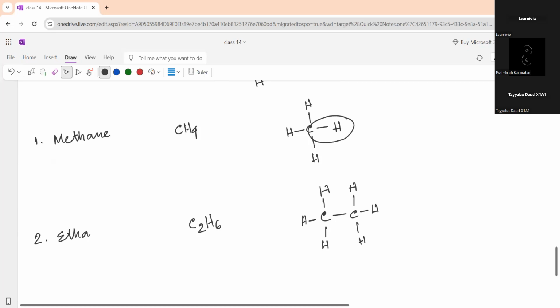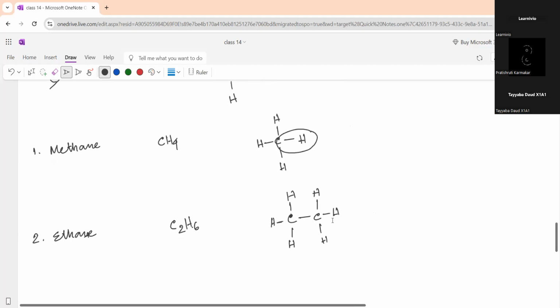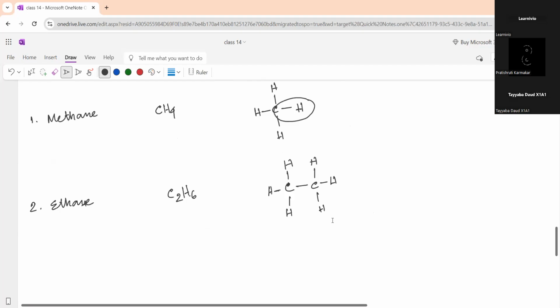The name for this will be ethane. Then the third one will be propane. Do you know why it would be propane? Okay, then what would be the formula for propane? C3H8.